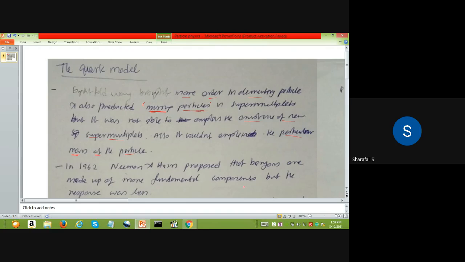So these are the limitations faced by the eightfold way. First, it couldn't explain the existence of new supermultiplets, and second, it was not able to explain the particular mass of those particles.